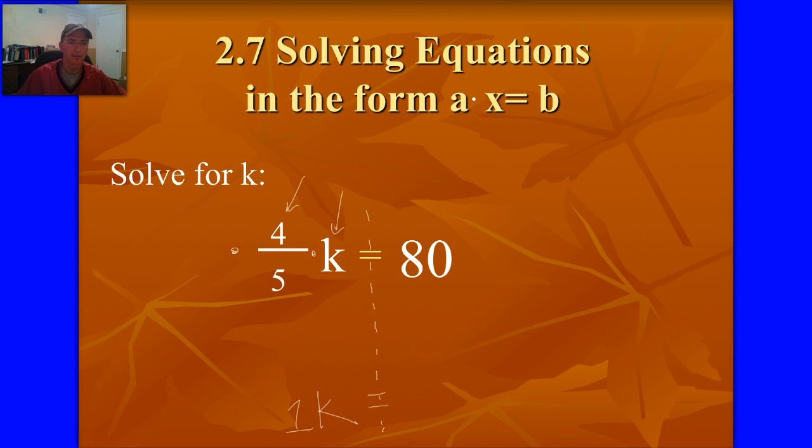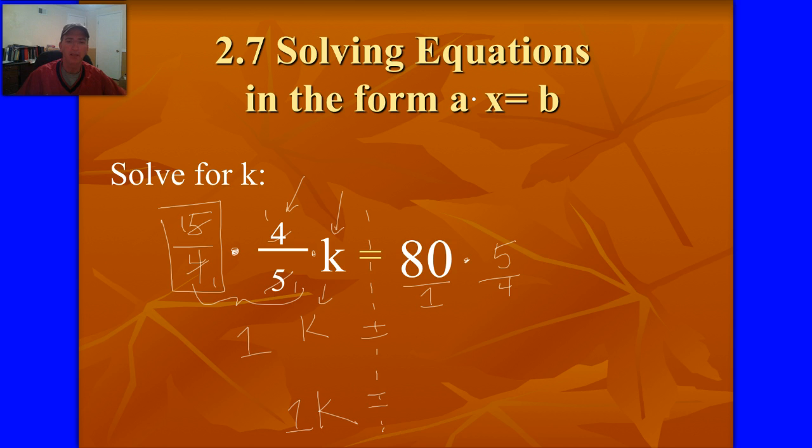So we learned if we multiply times 5/4 here, this all multiplies to 1. It's 5 and 5 cancel out. 4 and 4 cancel out. That all multiplies to 1 times k equal to, now you have to do to one side as you do to the other. So I have to multiply this side times 5/4. And also remember that's 80/1.